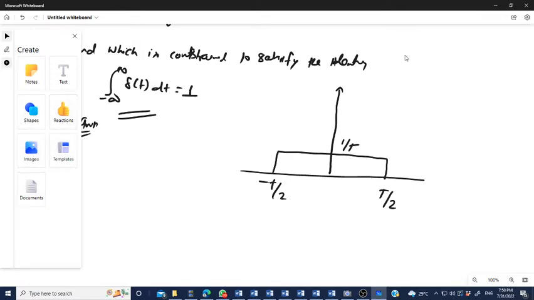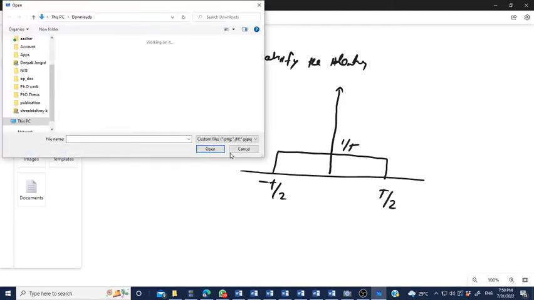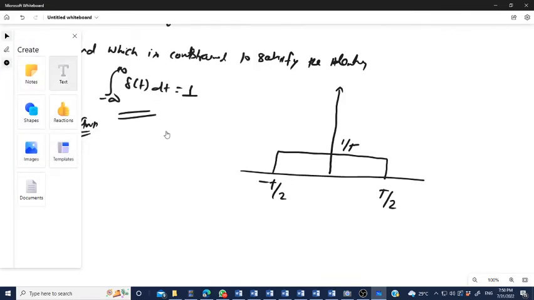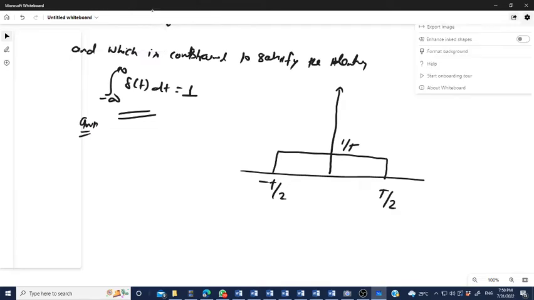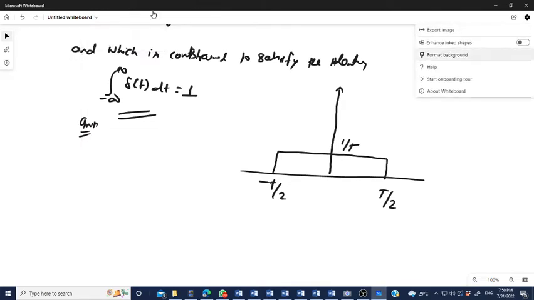How will the pen color change? Okay, I don't know. This is the setting, I think. Okay, export image.